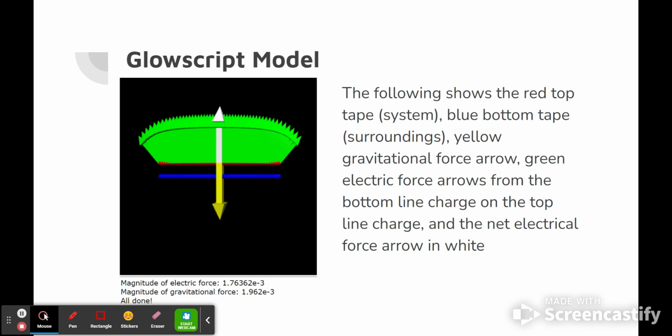Here's my GlowScript model. As a basis, we have the red top tape with evenly distributed charges, and the blue bottom tape, the surroundings, distributed evenly. The yellow force downwards is the gravitational force on the red tape, and the white is the net electrical force upwards, summing up all the green components where the distribution of charges pointed upward.